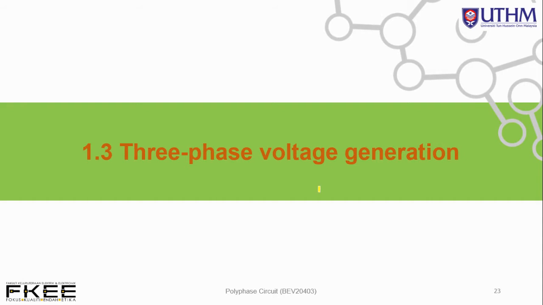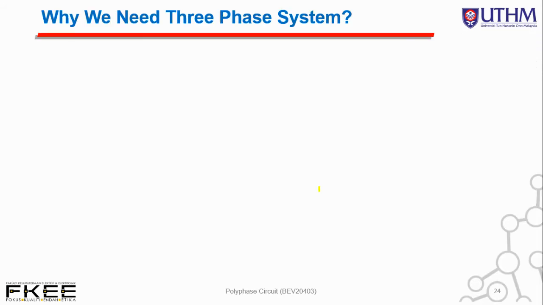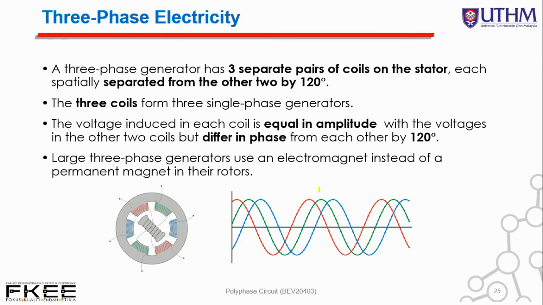So this is the most interesting, the most important part of the study. All right. So why do we need a 3-phase system? A 3-phase generator has 3 separate pairs of coils on the stator, each spatially separated from the other 2 by 120 degrees. So this is when we deal with the balanced system. We have 3 separate pairs of coils separated by 120 degrees each. So the 3 coils form a 3-phase generator.